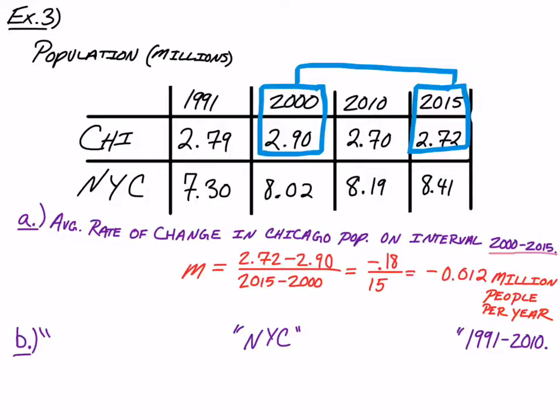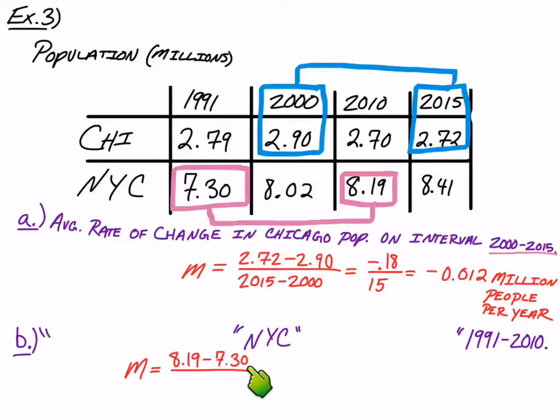So let's focus in on, there we go, 91, 7.30 million, and then 2010, 8.19 million. So let's go ahead and set that up. Slope M equals, so on top we're going to subtract those population numbers, 8.19 minus 7.30, and then on bottom let's subtract the years that they correspond with. So it goes 2010 minus 1991.